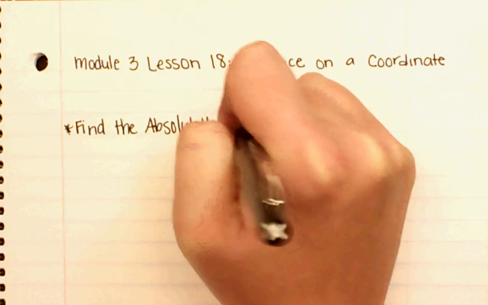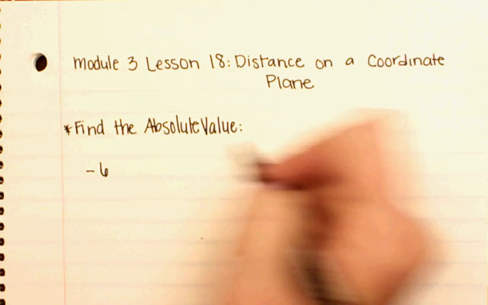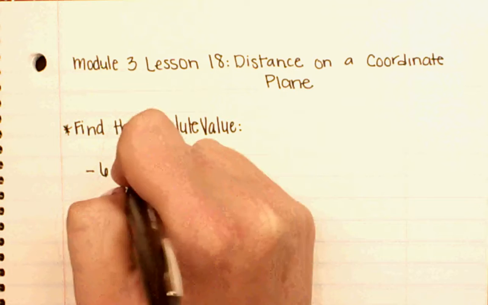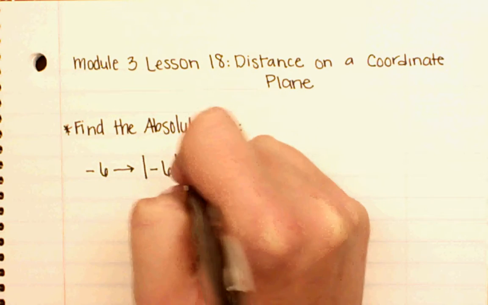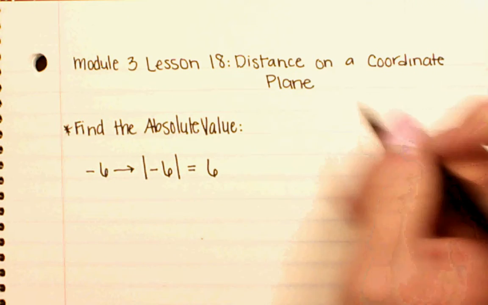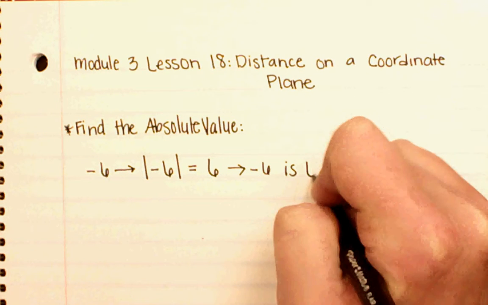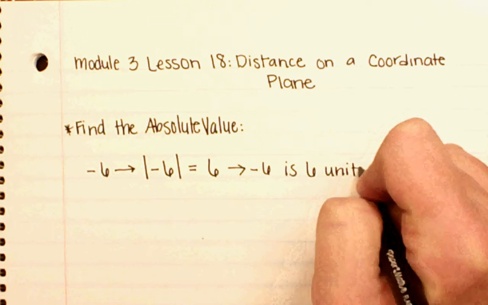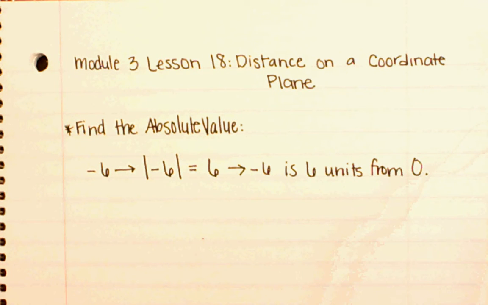We're going to find the absolute value of a few numbers. First, I'm going to give you -6. To find the absolute value of -6, you have to draw the absolute value bars, and the absolute value of -6 is 6 because -6 is 6 units from 0 on the number line.